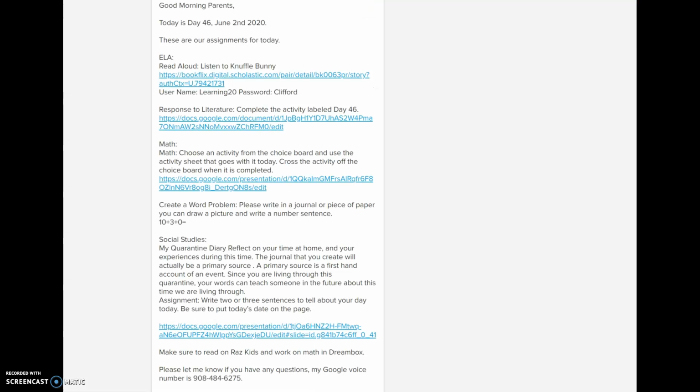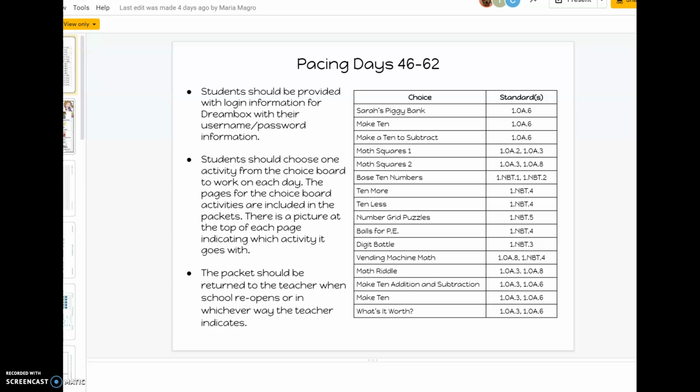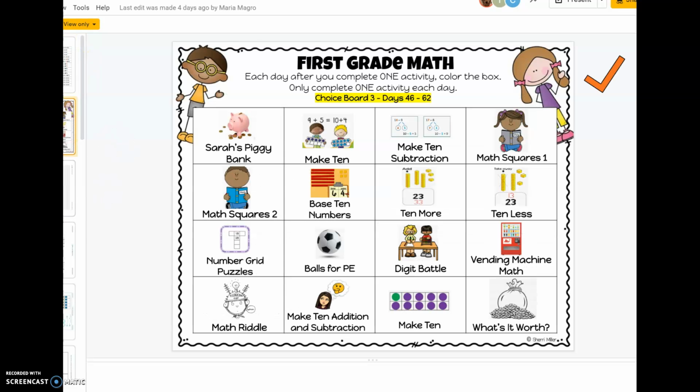Let's look at what's in math. So for math, right here, we have a very similar looking page. We have our choice board, Sarah's piggy bank, make 10 subtraction. So we already did these, right? We have been doing these, so this is easy. Math squares 1, math squares 2. We're going to check what that is. Base 10 numbers and 10 more, 10 less. We did all of this in school.